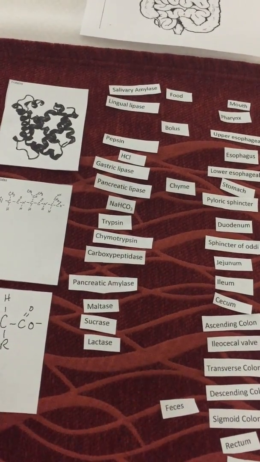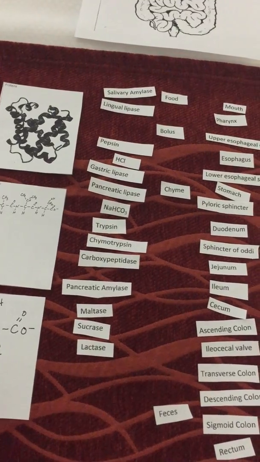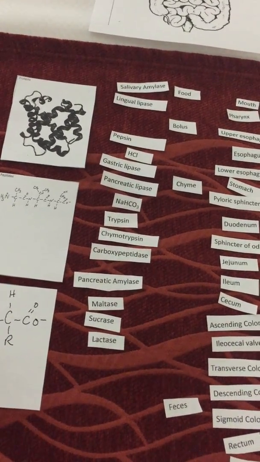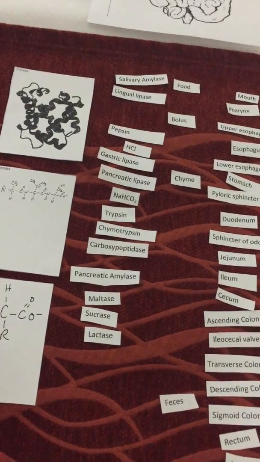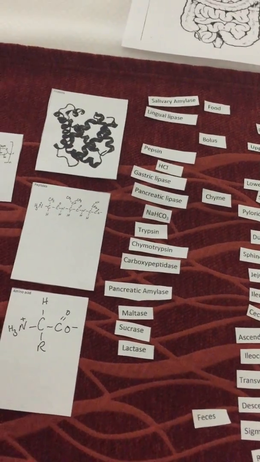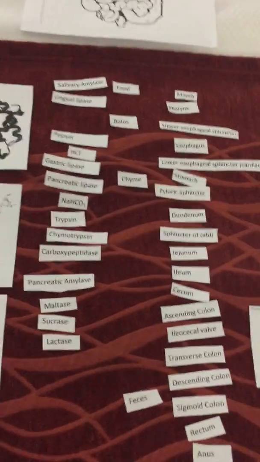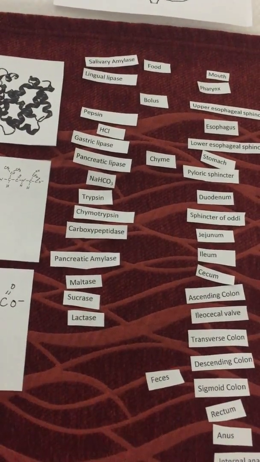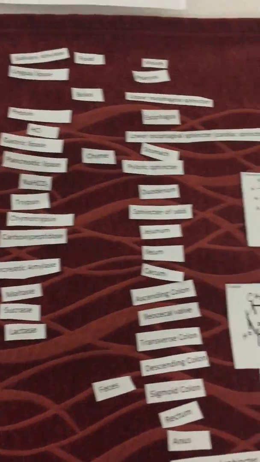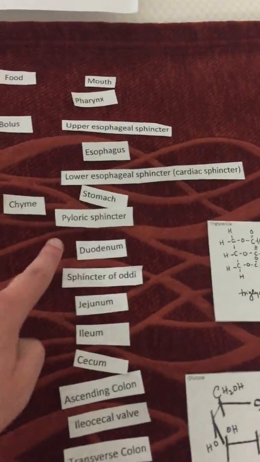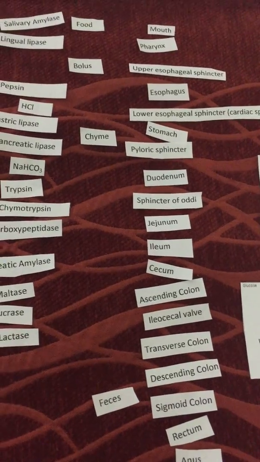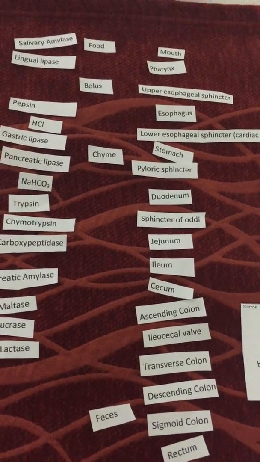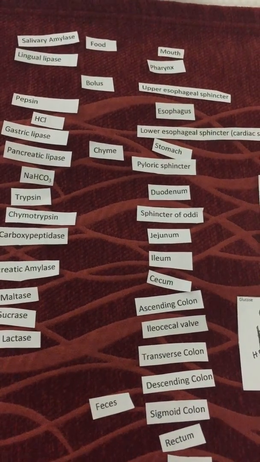When the chyme is ready to leave the stomach, about 30 to 40% of carbohydrates, 10 to 20% of protein, and less than 10% of fat has been digested. The stomach slowly releases the chyme through the pyloric sphincter, which is this, into the small intestine. The pyloric sphincter then closes to prevent the chyme from returning into the stomach.